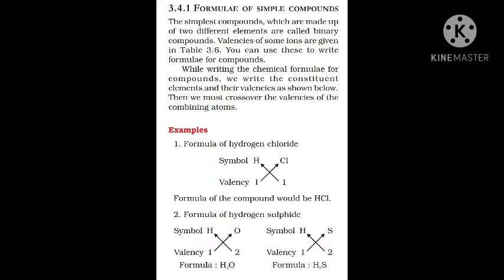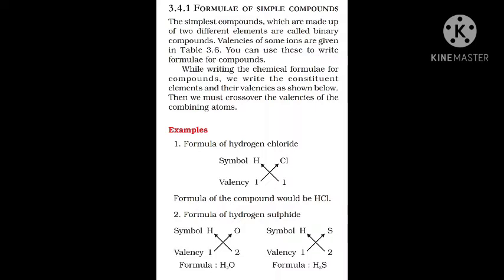Let us learn how to write formulae of simple compounds. Simple compounds which are made up of two different elements are called binary compounds. Valencies of some ions are given in table 3.6. Already we have seen. You use these to write formulae for compounds.